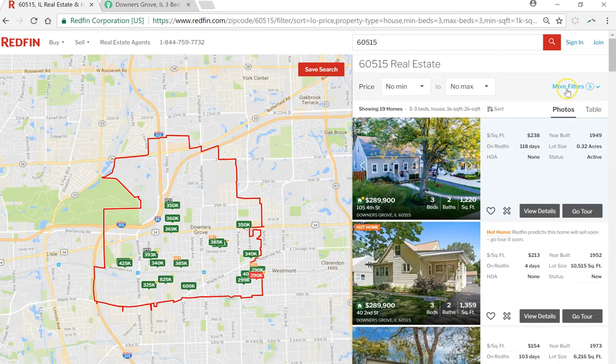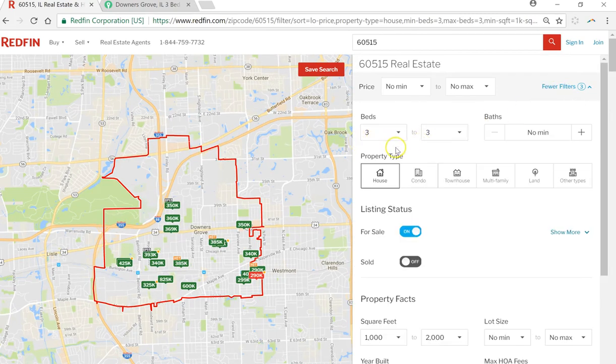So let's go to filters. Go to the filters to the right, and you can select, my subject property is 3-bedroom, 3-bath, so you can select that. This is your property type. So you've got house, condo, townhouse. I only want to see properties that are single family homes.